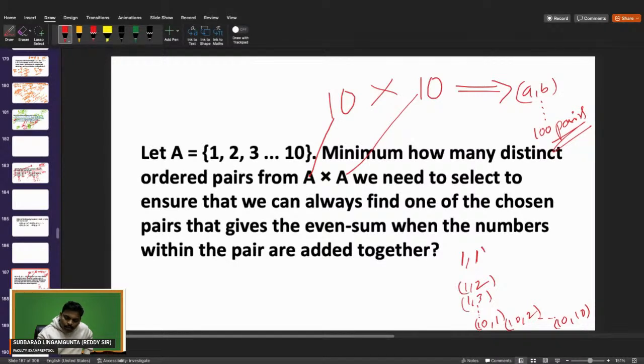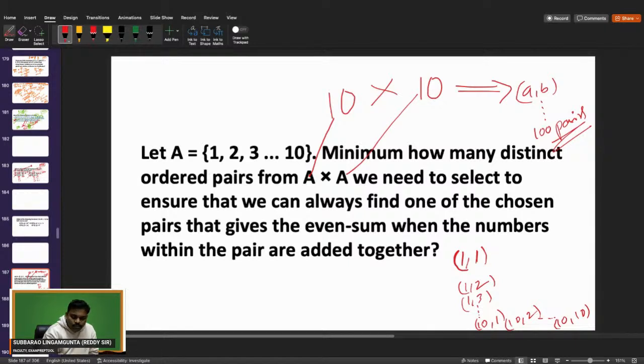Out of these 100 pairs, how many pair sums are even? How many pair sums are odd? So let's see the problem. It asks to ensure that we can always find one of the chosen pairs that gives an even sum when the numbers within the pair are added together. So indirectly it is asking how many even pairs are there and how many odd pairs are there.